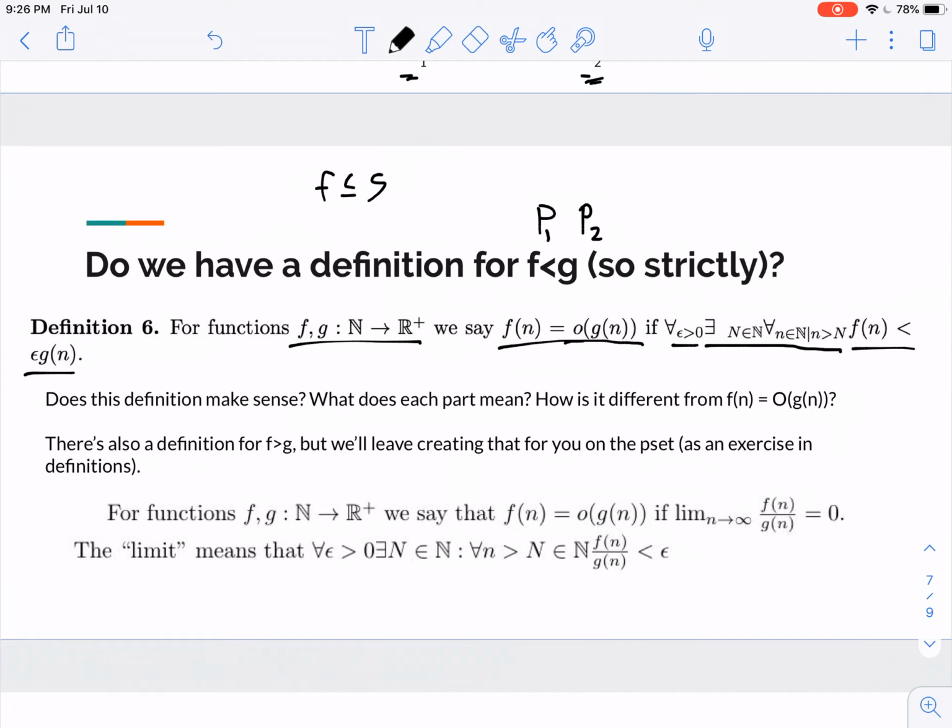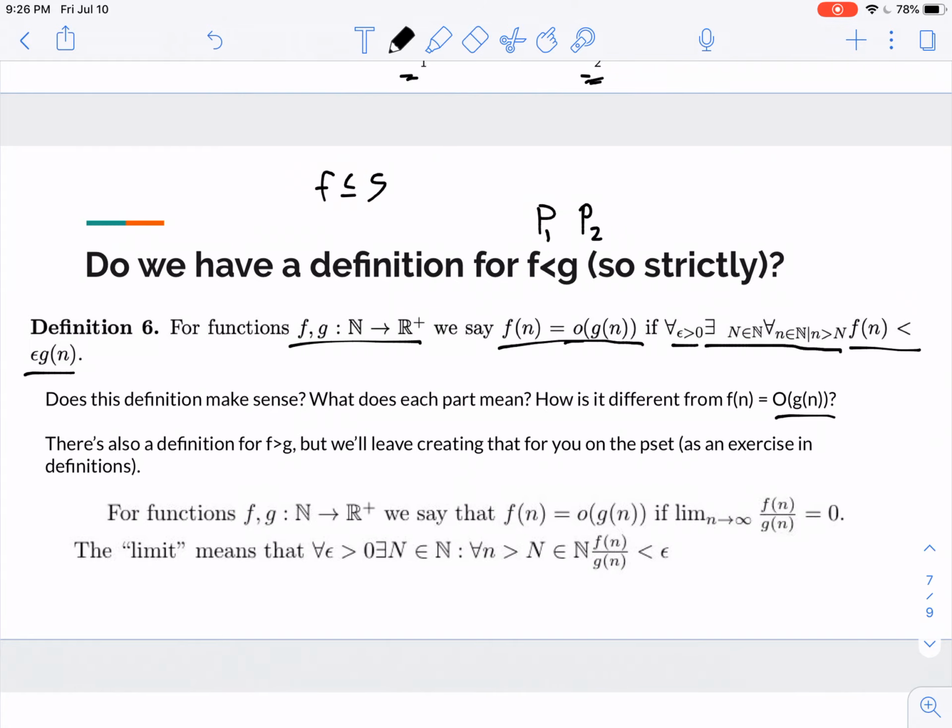And actually, this definition would also work even if you put a weakly less than symbol there. But we'll just use the strictly less than symbol for this. So now we need to make sure that we really understand that definition. We're going to break down each part, and we're also going to think about how it is different from big O of g of n.